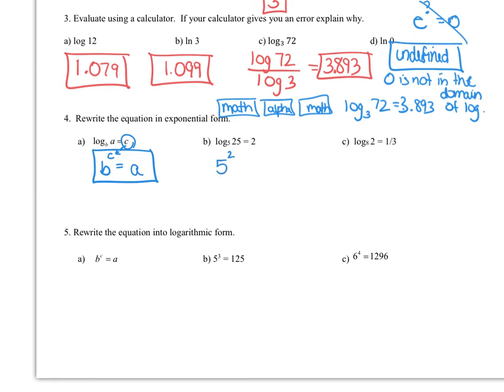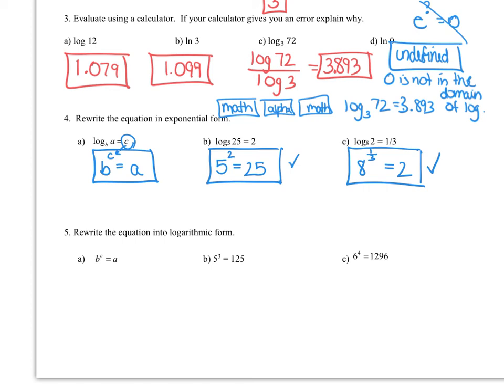Here, 5 squared equals 25, and that's one we can check. We know that 5 squared does equal 25. Here, same thing, 8 to the 1/3 does equal 2, and again, that's one we can check. 8 to the 1/3 is the same thing as the cube root of 8, which equals 2. You can also plug it in your calculator and you see it equals 2. So the ones with numbers, it's nice because you can check them.